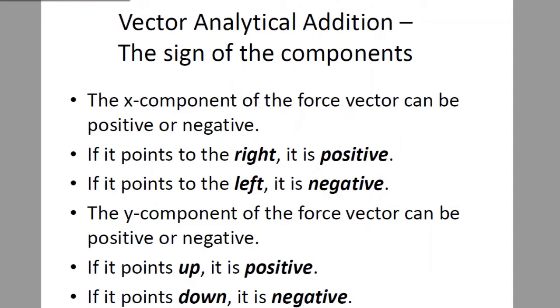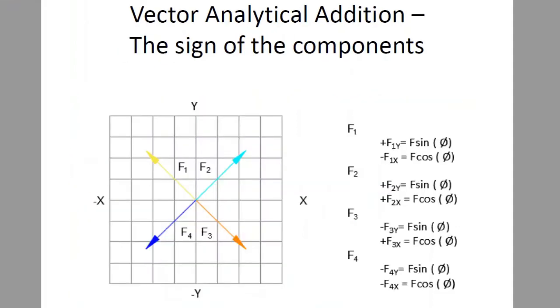The x component of the force vector can be positive or negative. If it points to the right, it is positive. If it points to the left, it is negative. The y component of the force vector can be positive and negative as well. If it points up, it is positive, and if it points down, it is negative. Here we see a graphical representation of what this looks like.